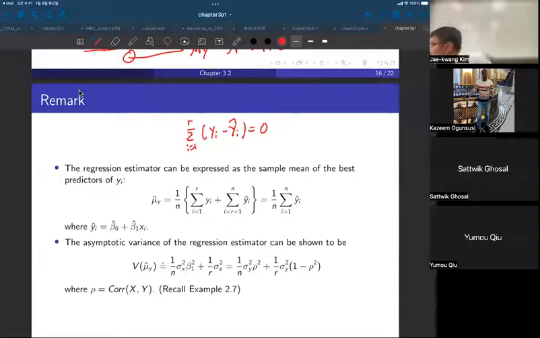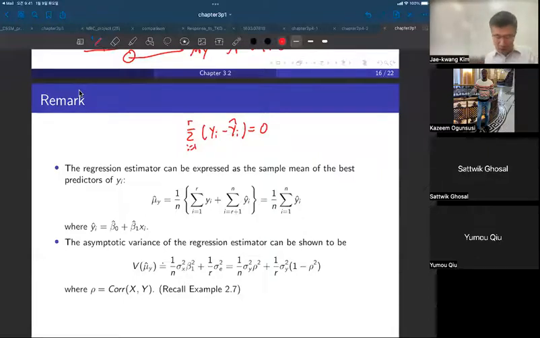So yeah. Why the base predictor of y? Is it because it's normal? I'm sorry. So you wrote the regression estimator can be expressed as a sample mean of the base predictor of y. So why base predictor? We are just using a regression. We have a conditional distribution, right? So is it because normal? No, right. It's conditional mean. Okay, so that is this one, and we already know.